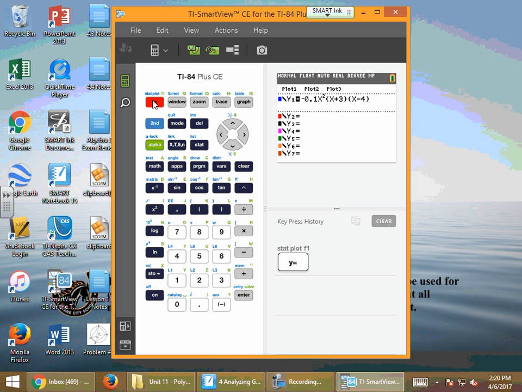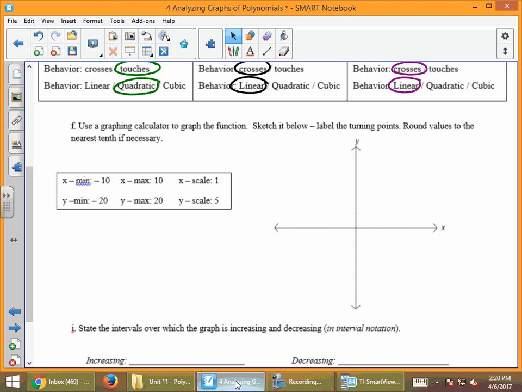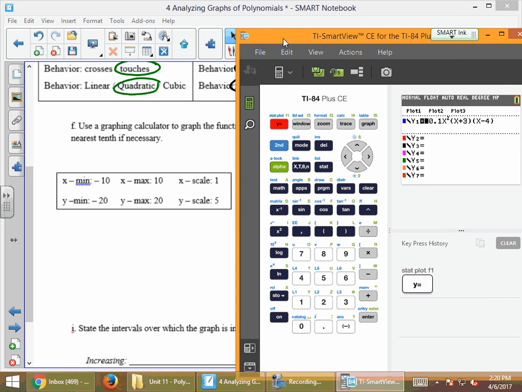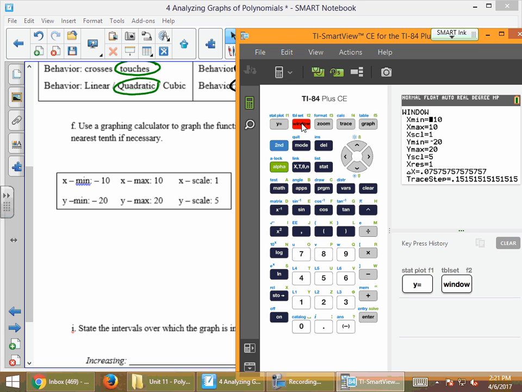As you're typing into y equals, make sure you change the window to match what's in this box. To change the window, you're going to hit window, and change your x min, x max, and y min, y max, and your scales to what's in the box. So once you plug it in y equals, hit window, and change your window to what's in the box. If you need help with that, let me know. Plug in the y equals. Change the window. Then graph.